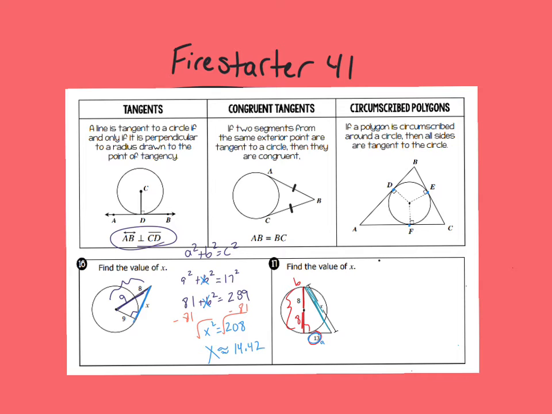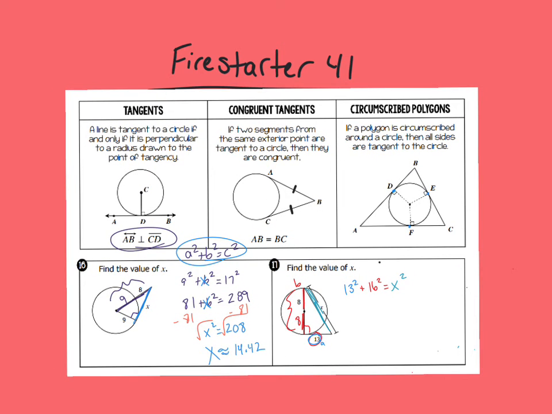So I'm going to put 13 squared, because remember we're using a squared plus b squared equals c squared, plus 16 squared equals x squared. In my calculator, I'm going to do 13 squared plus 16 squared. 13 squared is 169, and 16 squared is 256, and that's equal to x squared. We add those two numbers together and 425 is equal to x squared.